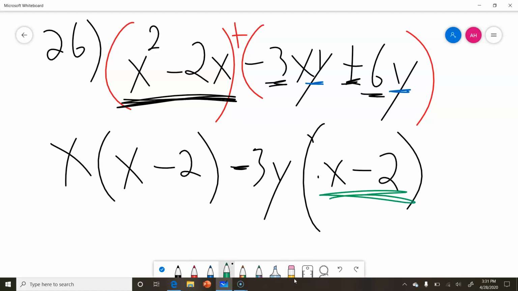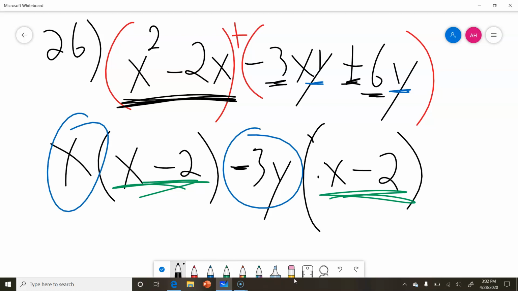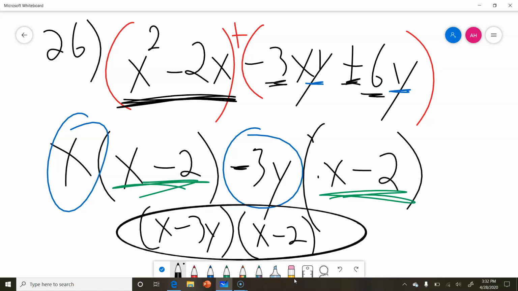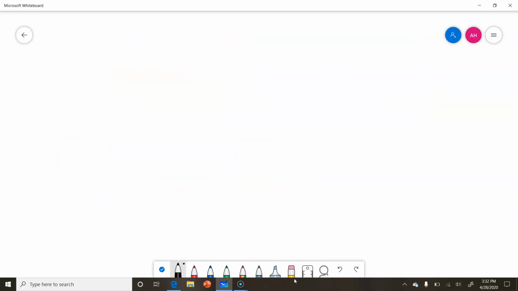Now that I'm here, look, these match, x minus 2, and then I combine these guys, x minus 3y, so my final answer is x minus 3y times x minus 2. And voila, I have my answer. Okay, we'll do one final one here, and then I'll let you know what your homework is. That's going to include a lot of these.